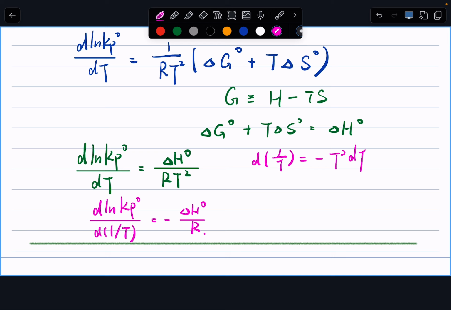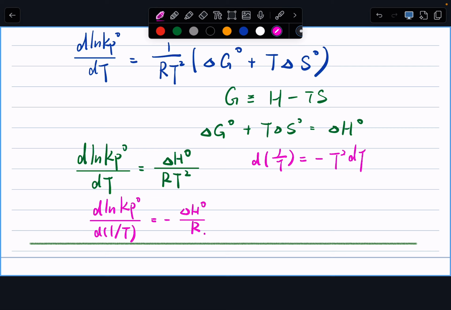I did have a question, because on the annotated versions of the notes there's a little note about plotting the natural log of Kp versus 1 over T gives us the delta H over R. But what is negative delta H over R? Oh, this one.